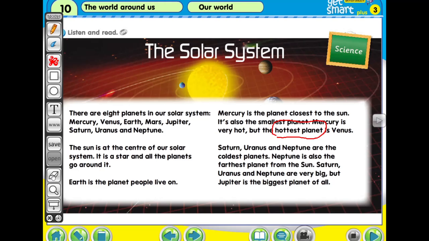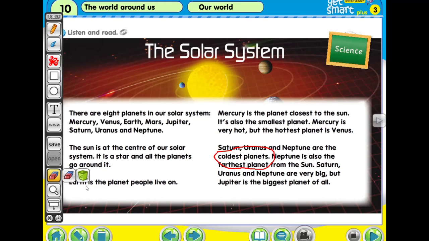Okay, now we proceed. We look at the passage. It says here, Saturn, Uranus, and Neptune are the coldest planets. So we are going to ask, which are the coldest planets? We read together. Ready? Go. Which are the coldest planets? And the answer is Saturn, Uranus, and Neptune.